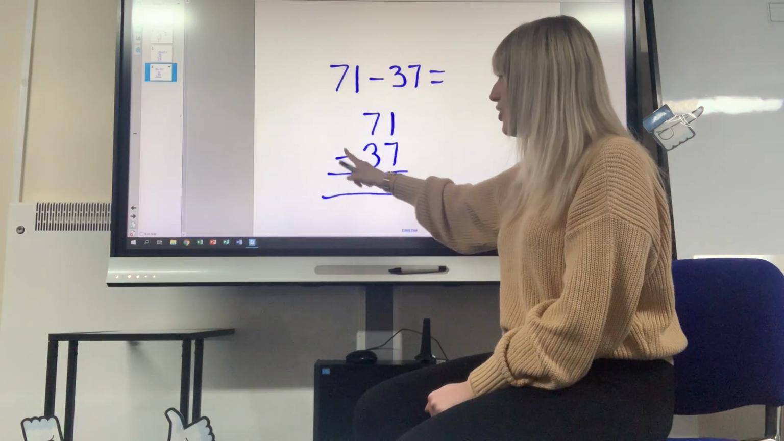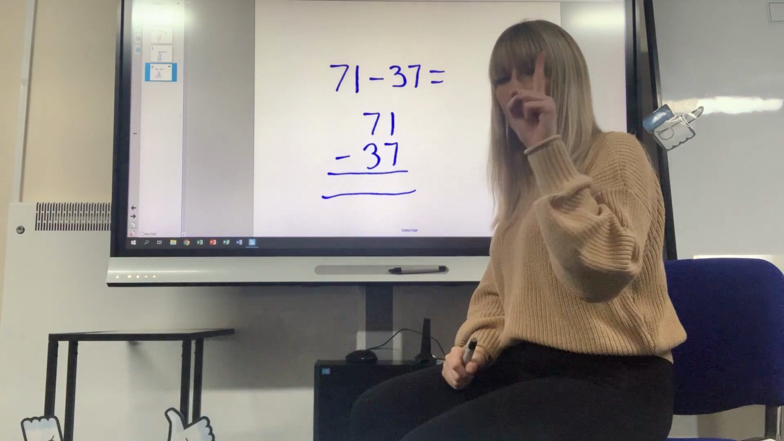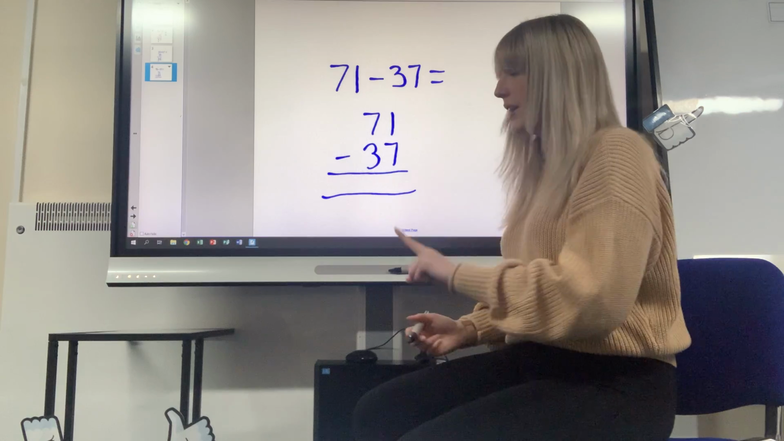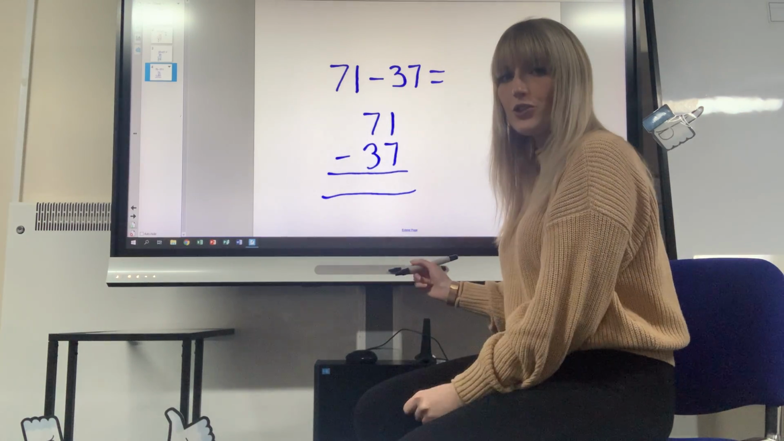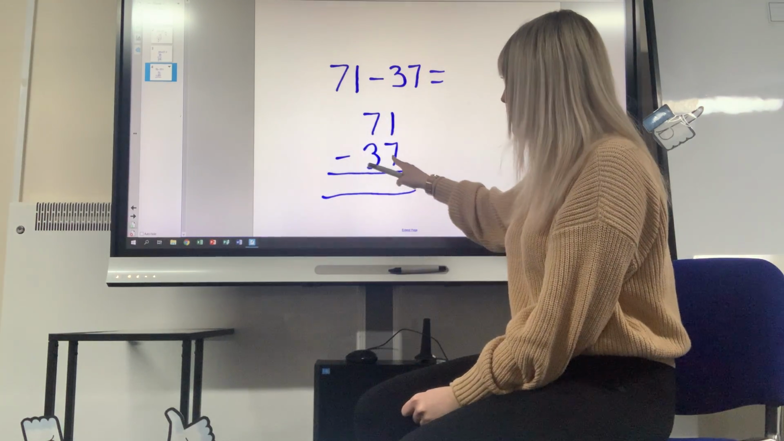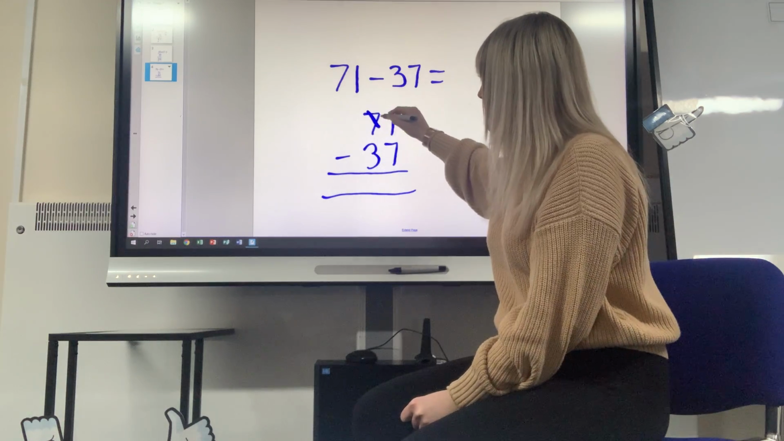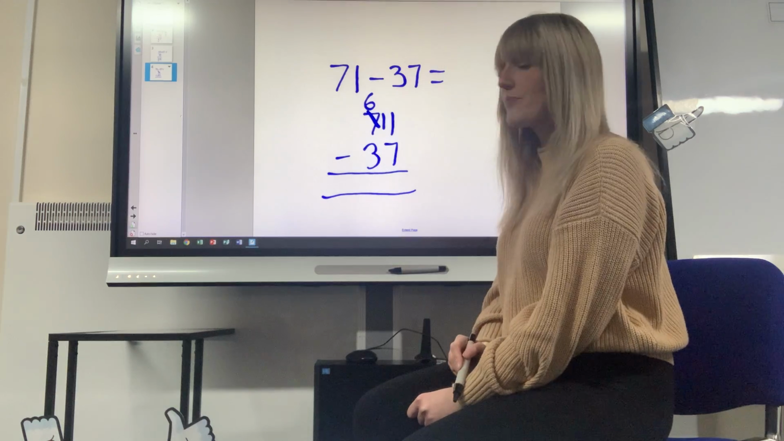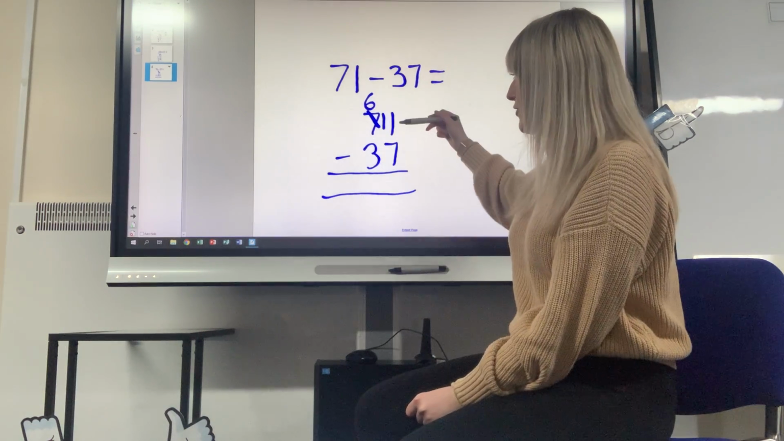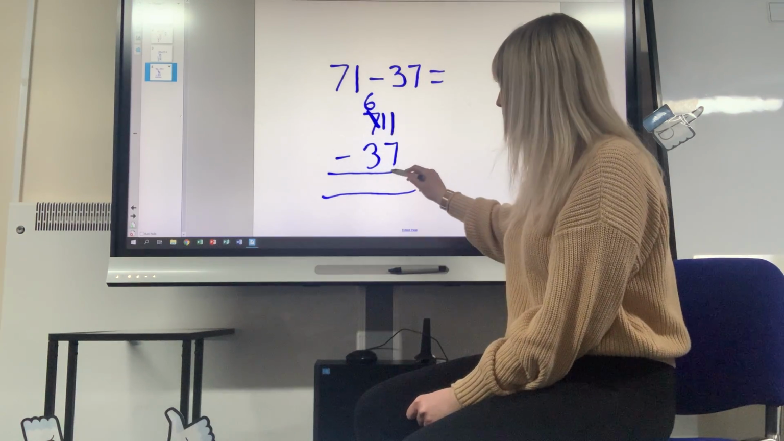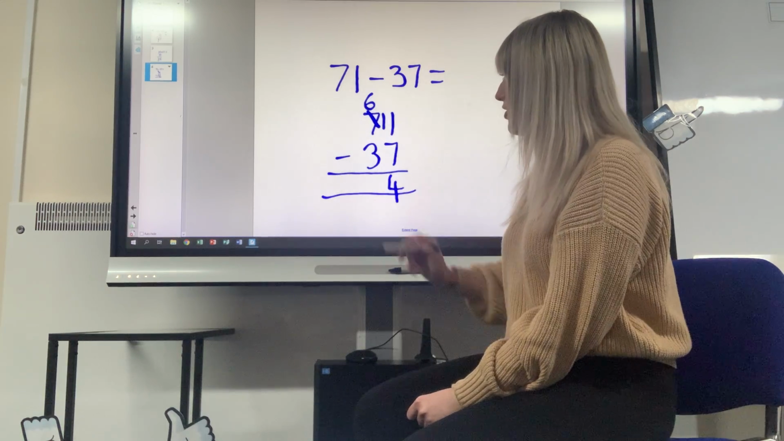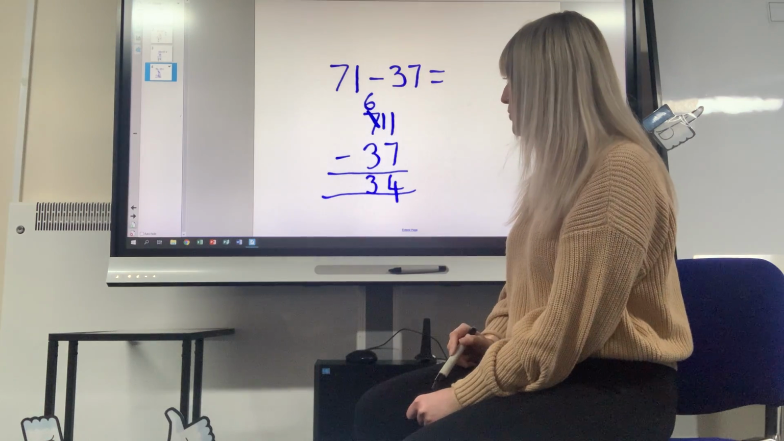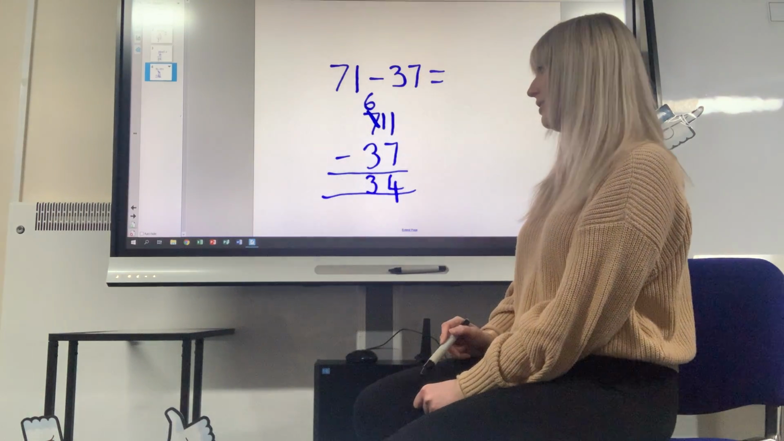I've got 1, subtract 7. Now I can't do that because I've only got 1. So what I need to do is I need to go next door and get 10 more. So remember, more on the floor, go next door and get 10 more. So that will become 6, because I've borrowed 1 10. So I've got 11 subtract 7, which is 4, and I've got 6 subtract 3, which is 3. So my answer would be 34.